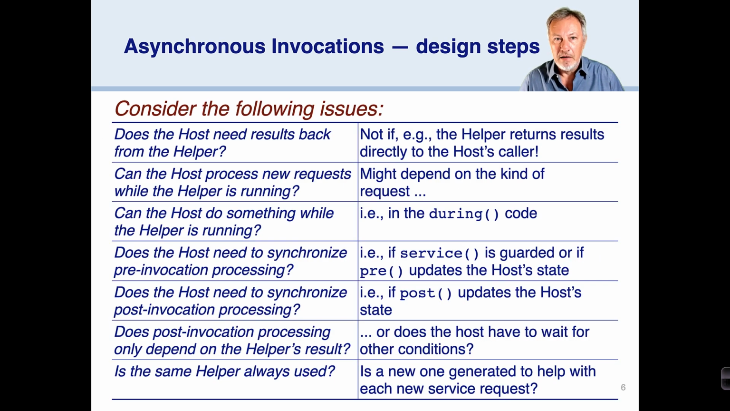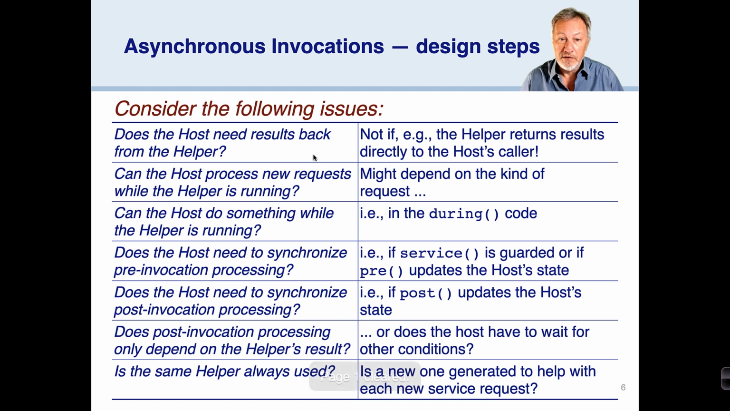Now, in designing an asynchronous bit of code, there's a number of issues that have to be taken into account, and these impact the different patterns that we'll be looking at. I've listed a few of them here. I don't pretend that this list is complete, but let's have a look at some of these points. One question to ask is, does the host need the results back from the helper? If not, then the helper can, for example, directly return the results to the host. So for example, the host passes the task of responding directly to the original caller, and then the host is free to continue doing something else.